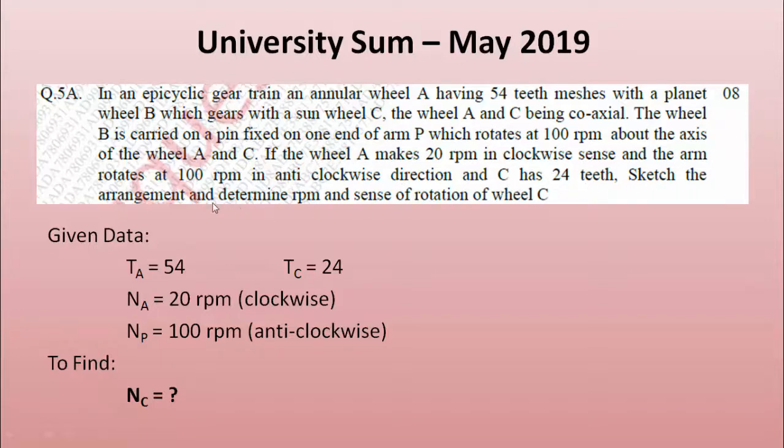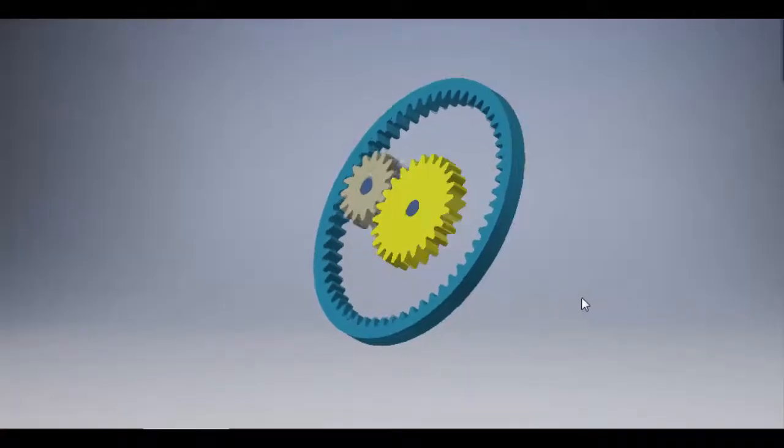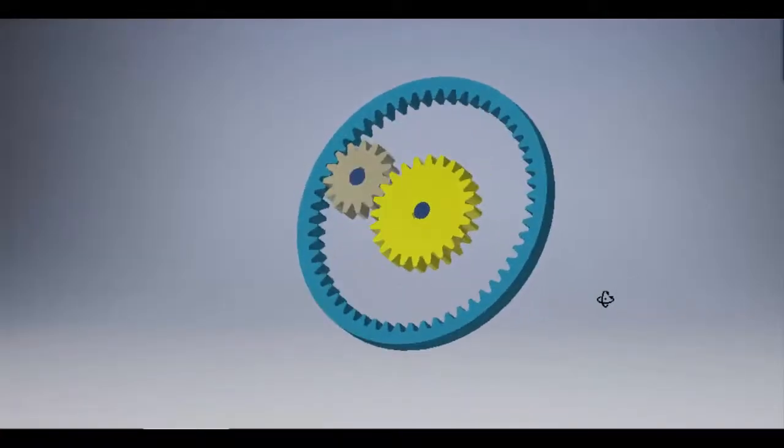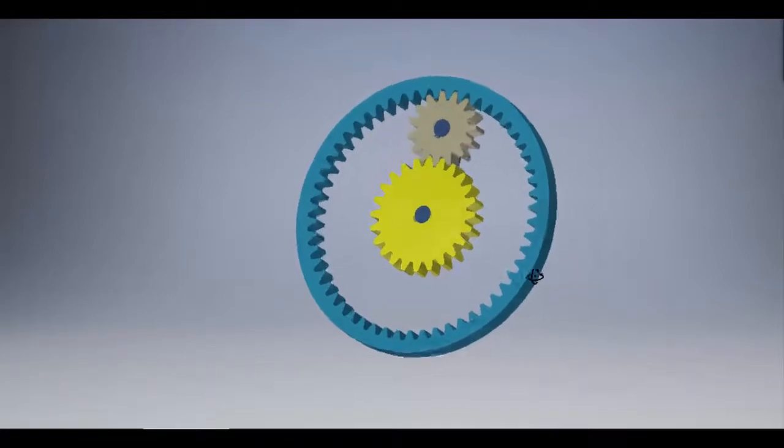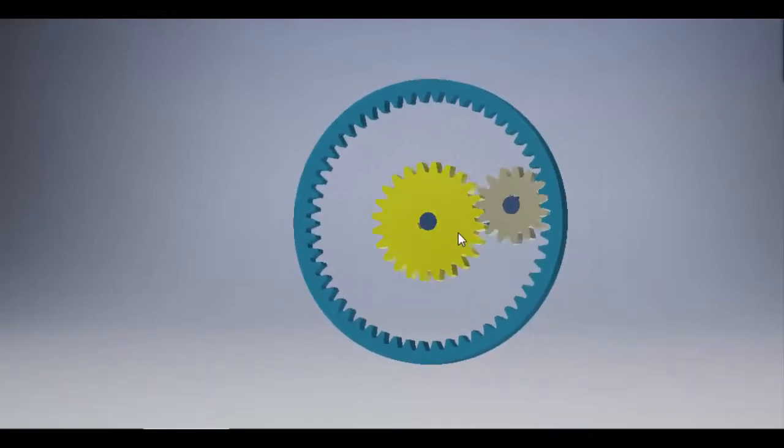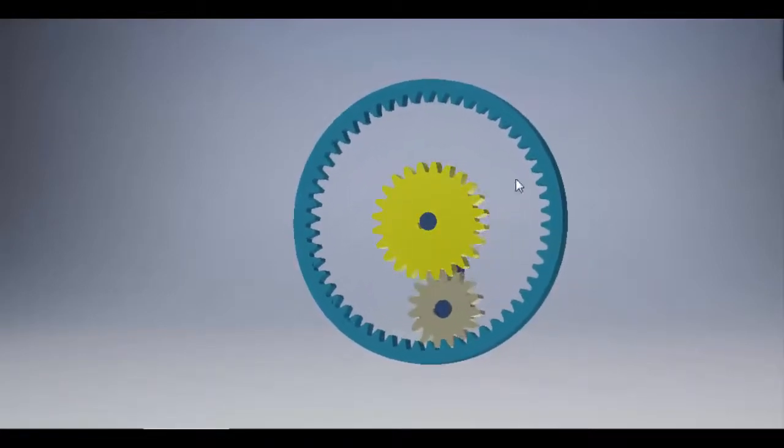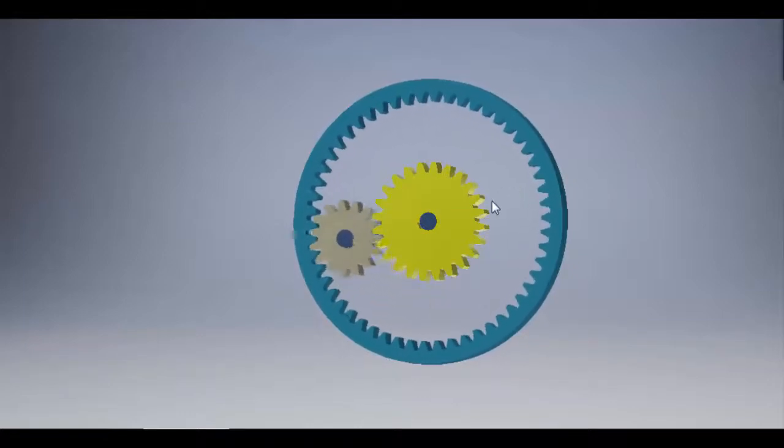So we have to sketch the arrangement, that is, make the 2D sketch that I have done in the answer. You can see it, and we have to determine the rpm and sense of rotation of wheel C. That is, we just have to find out the rpm of gear C. So this is the 3D model that I have made of the current question. As you can see, the yellow one is your sun gear, the grey one is your planet gear, and the blue one is your annular gear.